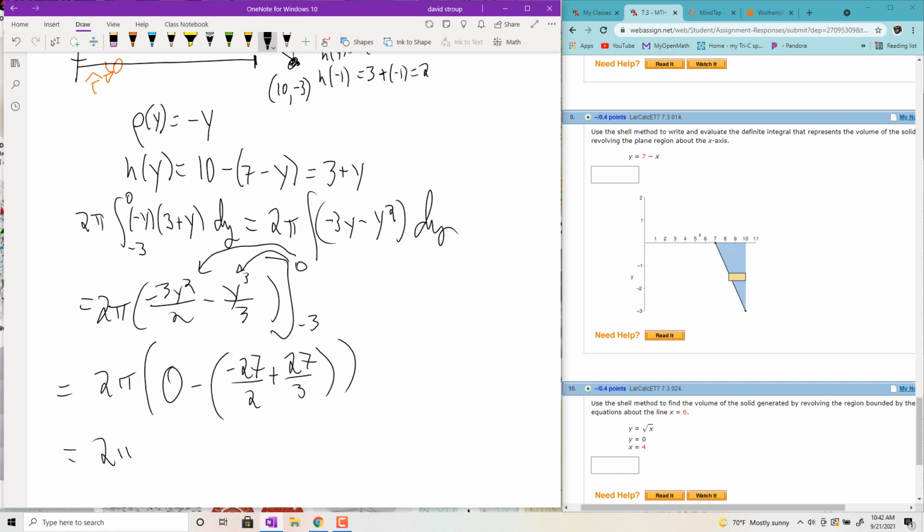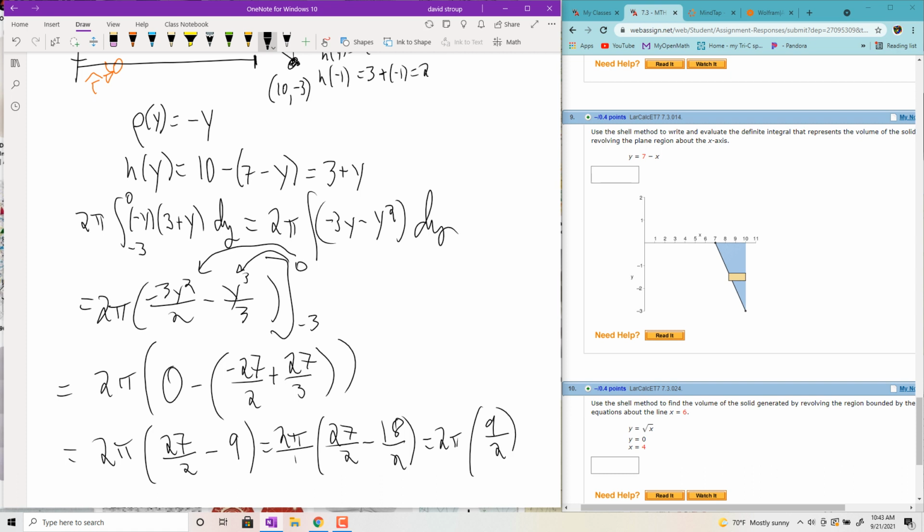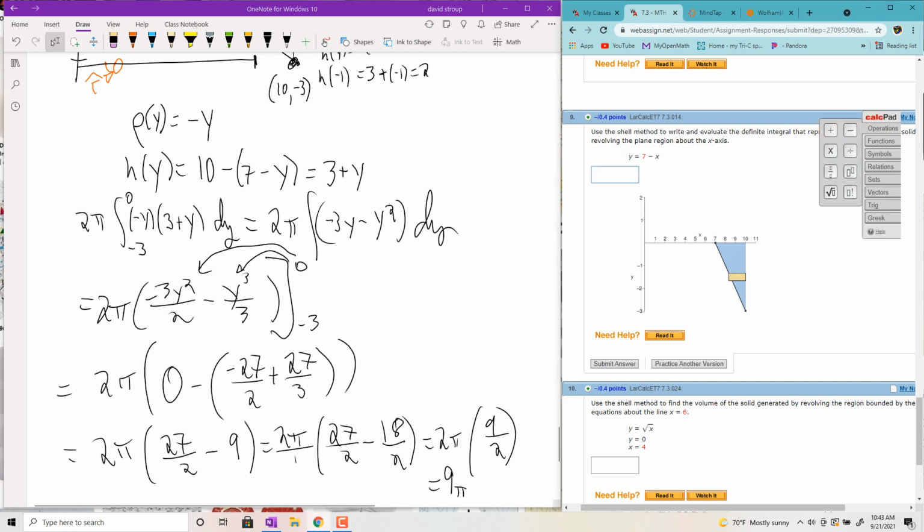So that'll be 2 pi times 27 halves minus 9, which of course is 2 pi. I don't know why I put that over 1, but there it is, 27 halves minus 18 halves, which will be 2 pi times 9 halves. So that would be 9 pi, I believe. My arithmetic is just going in the trash lately, but there we are, 9 pi.